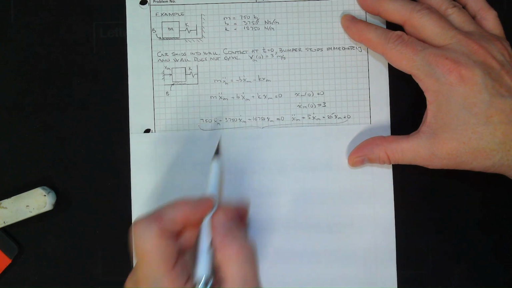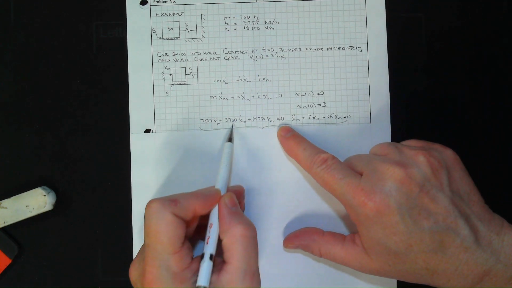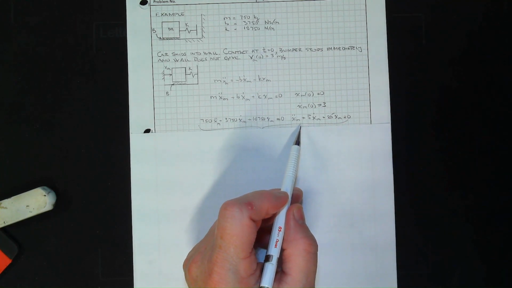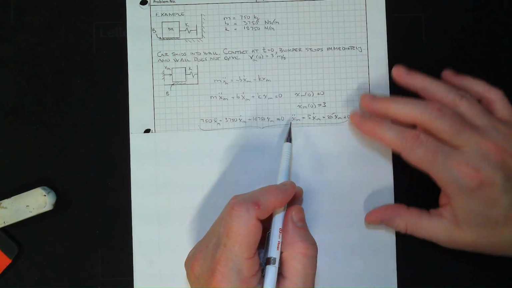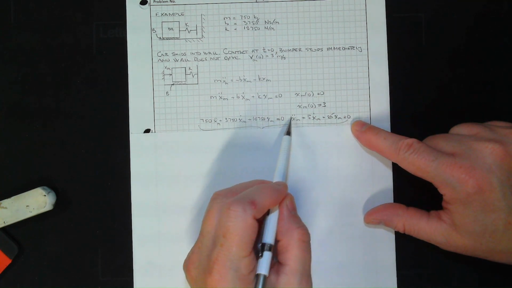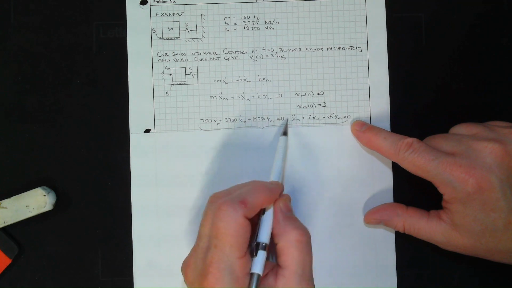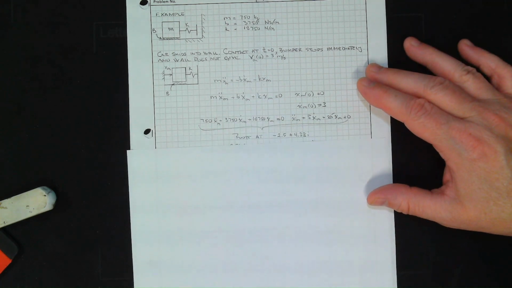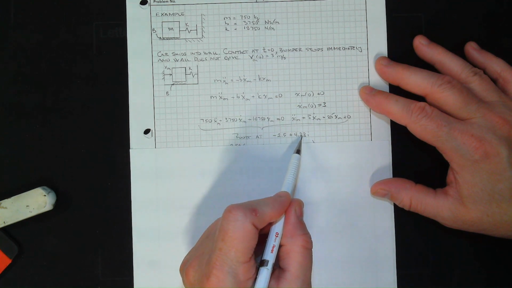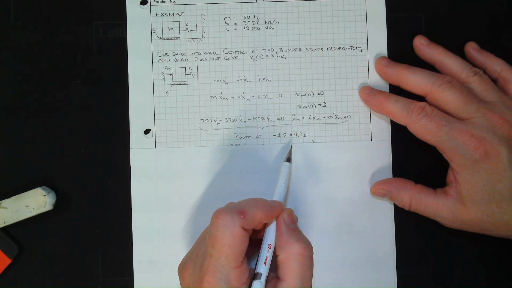This is a homogeneous differential equation. I'll divide through by 750. That leaves me with this homogeneous equation, which is a lot nicer numbers to play with. I then take this to MATLAB. So I look at the characteristic equation, and I find that the roots are at minus 2.5 plus or minus 4.33i.